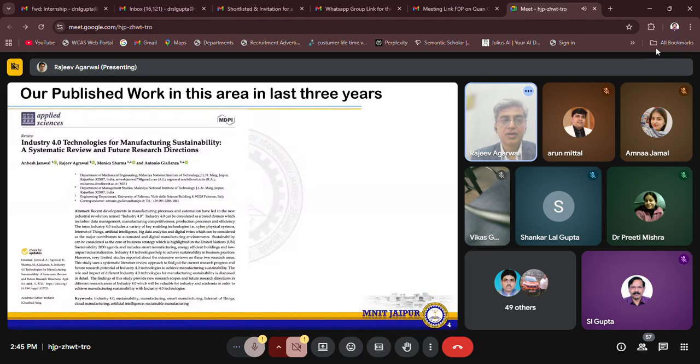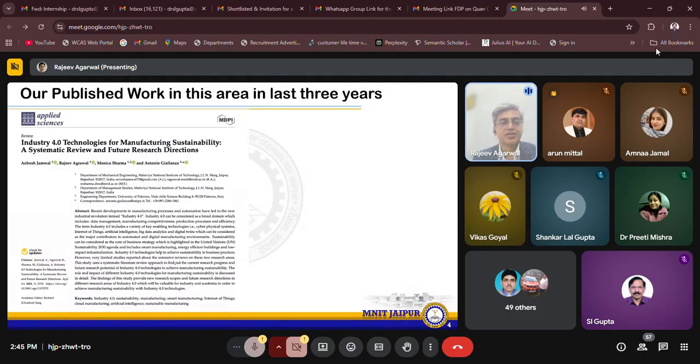These are my research work published by our research group. That's one of the papers, Industry 4 Technology for Manufacturing Sustainability, which is one of the highly cited papers, where we have conducted how Industry 4 technology is an enabling force. So you can start understanding the thing.